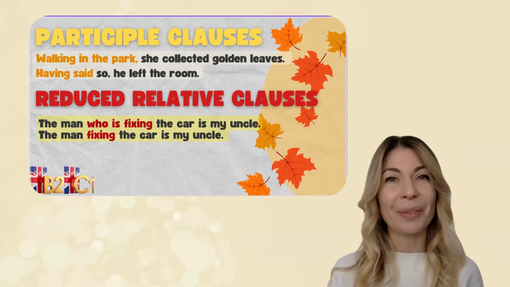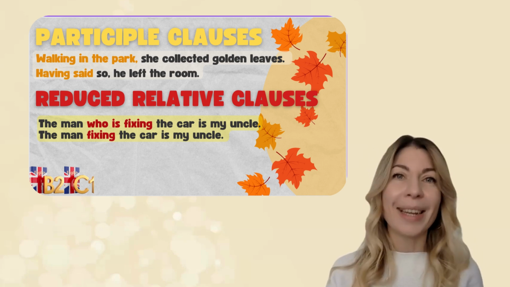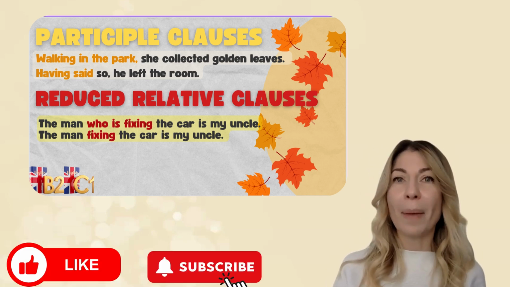All right. Okay, that's all for today. I hope that now you understand what defining and non-defining relative clauses are, when we should use commas and when we can omit those. And if you want to learn more about participle clauses and reduced relative clauses, you can watch my next video about those grammar points.